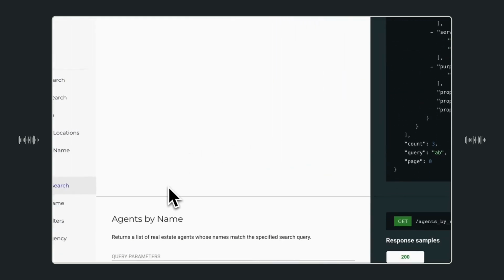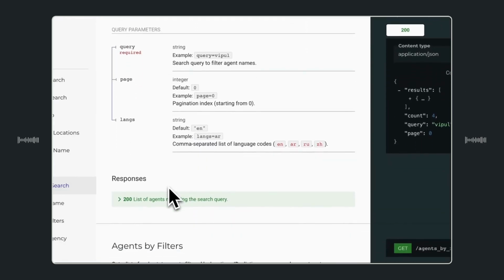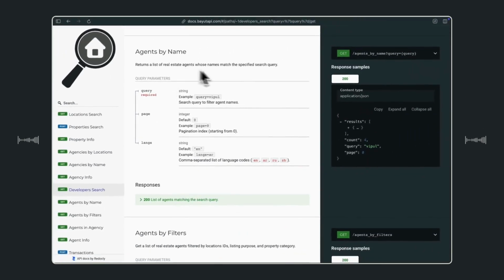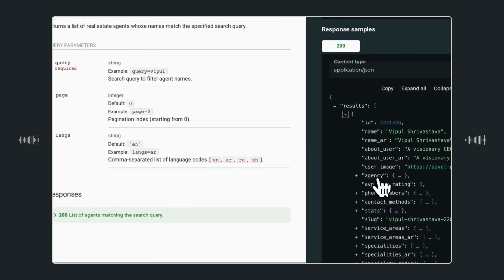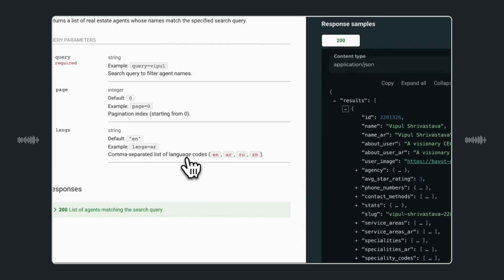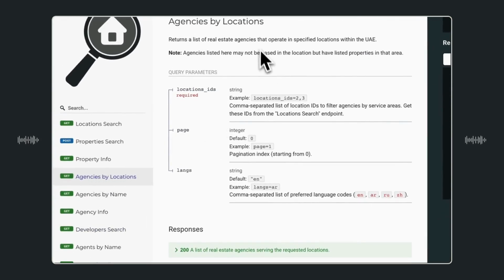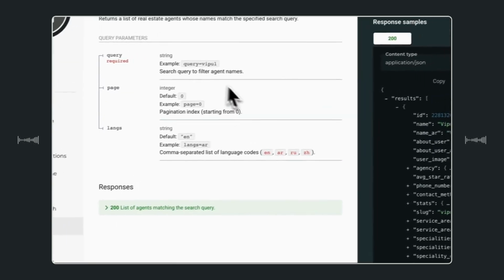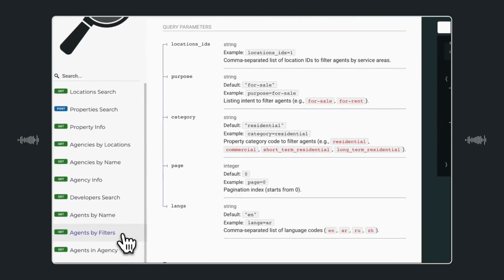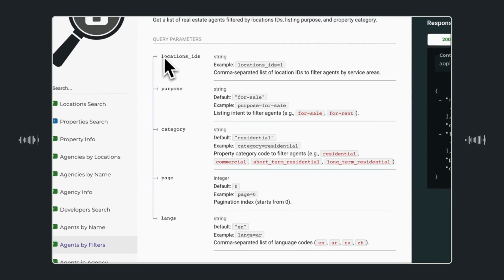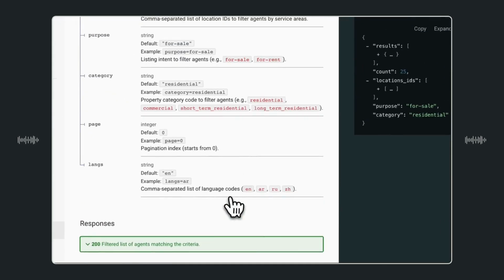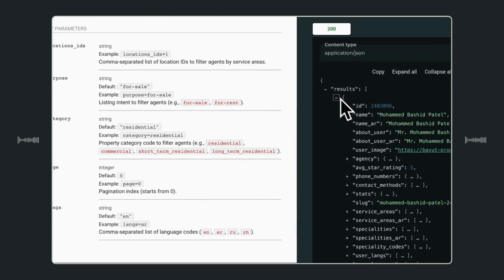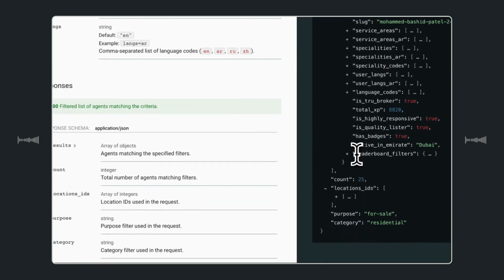And then there are the agents, the human face of real estate. I remember once spending an entire afternoon manually sifting through different community websites, trying to find the exact sub-district for a rental and then finding a knowledgeable agent. This API would have been a lifesaver then. You can find agents by name like Vipul Srivastava or Mohammed Bashir Patel, or filter agents based on location or property category. That sounds super helpful if you're looking for an expert in a specific neighborhood or property type. Absolutely. That kind of frustration is exactly what structured data like this aims to eliminate.